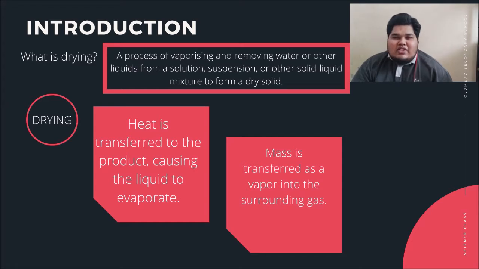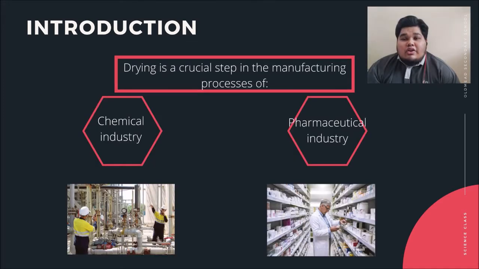Heat and mass transfer are critical aspects of the drying process. Heat is transferred to the product causing the liquid to evaporate, while the mass is transferred as a vapor in the surrounding gas. For your information, drying is a crucial step in the manufacturing process of the chemical industry and pharmaceutical industry.